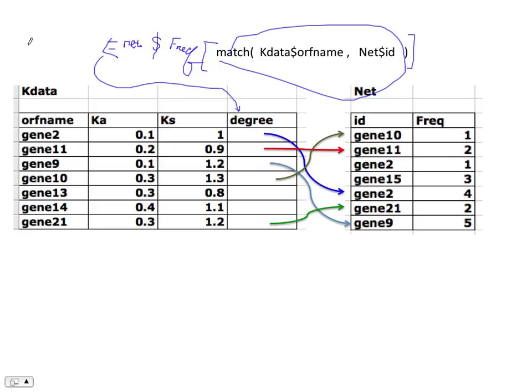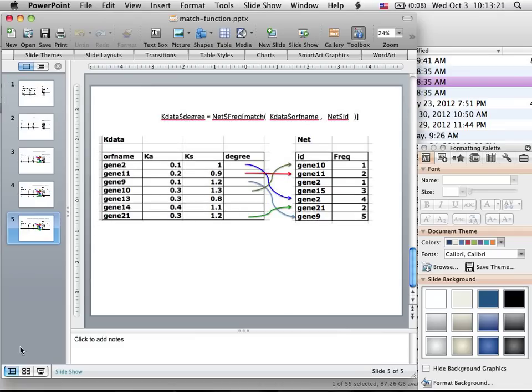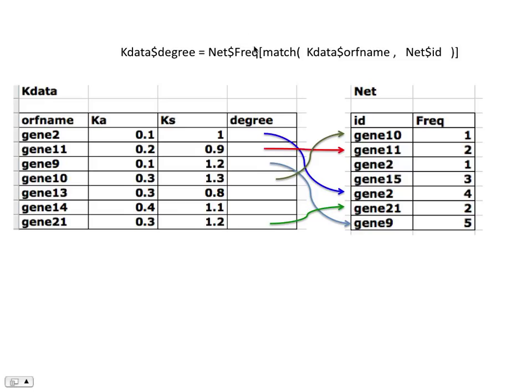In R, we basically say K data dollar sign degree. Terrible, sorry, I still don't know how to write with the mouse. I'm trying to show the last line here. Basically, I assign it to K data degree, and all this command does is merge the frequency from the net to the degree column in the first one, based on the matching order. That's what this command does.